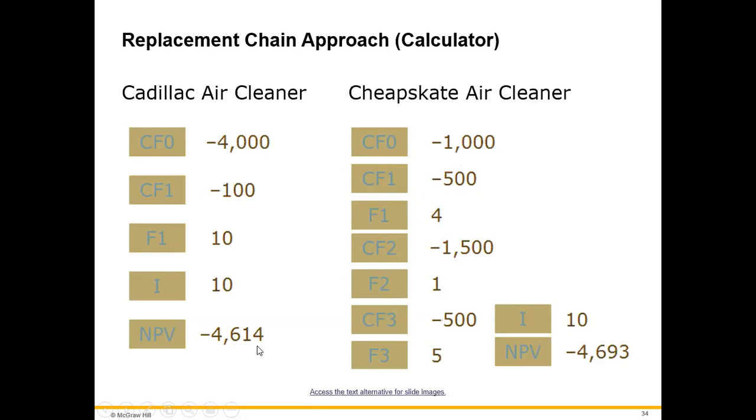So now if we compare the net present value using an equal timeline, 10 years to 10 years, and we're replacing that cheapskate cleaner again in year 5, now look at our NPVs. Negative 4,614 for the Cadillac, cheapskate, negative 4,693. So the replacement chain approach really helps us compare because the timelines are the same. So now it would appear that the Cadillac air cleaner is the better choice.